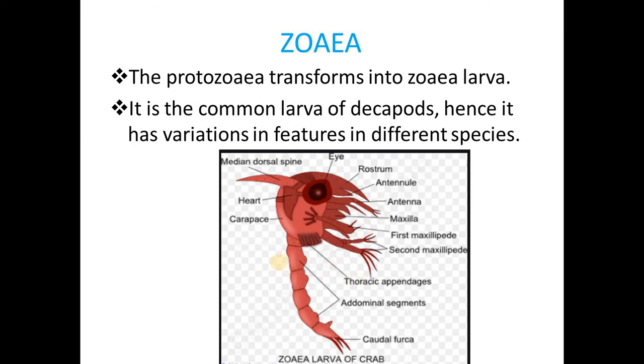Abdomen is six segmented. These are the abdominal segments. These are six in number without appendages, and has a caudal furca. This is the caudal furca on the tip along with the telson.